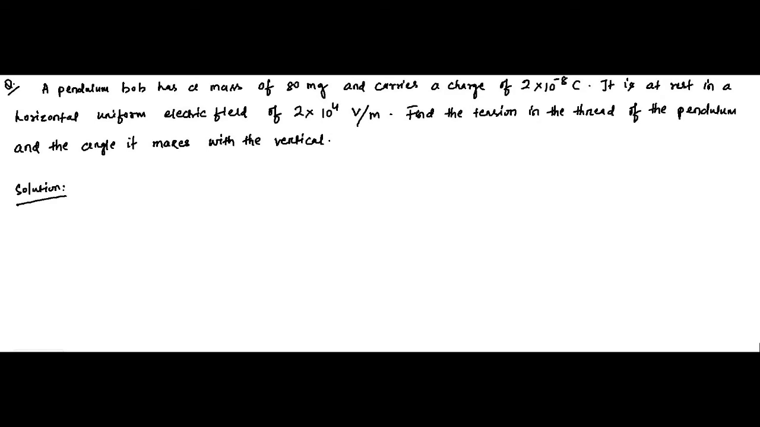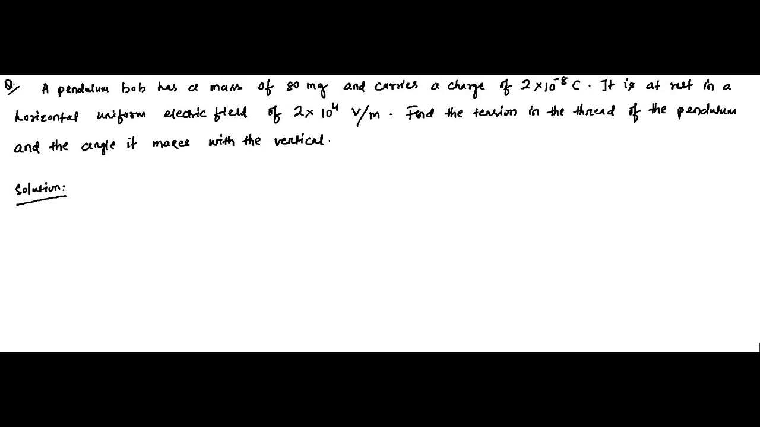Hello friends, so here is another question on electric field. The question is that a pendulum bob has a mass of 80 milligrams and it carries a charge of 2 into 10 to the power minus 8 coulombs. It is at rest in a horizontal uniform electric field of 2 into 10 to the power 4 volts per meter. Find the tension in the thread of the pendulum and the angle it makes with the vertical axis. Okay, so this is the data, this is the information.